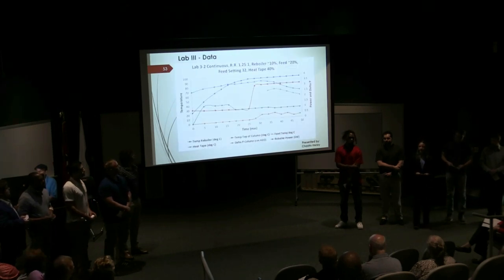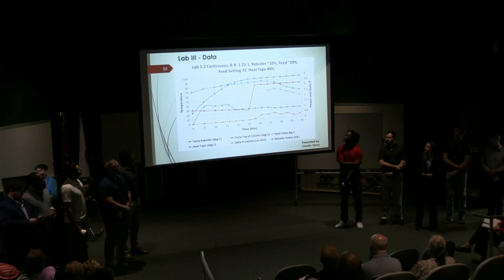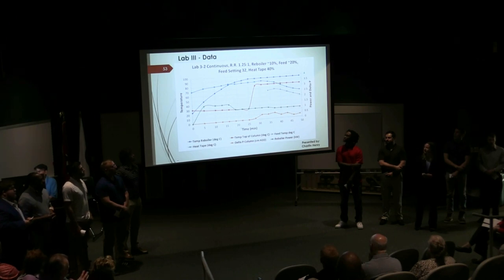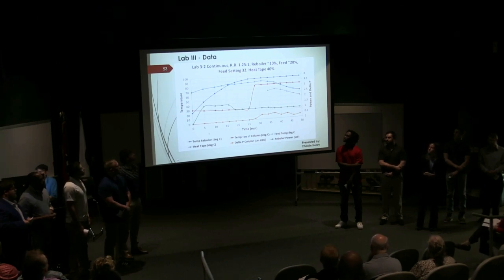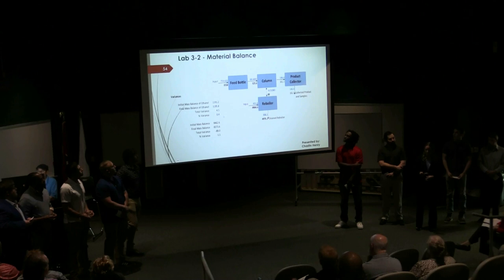So the second run of Lab 3 behaved very similarly to the previous run, and as you can see, the temperature at the top of the column had a stable feed temperature decline, just like the first run. Delta P was very consistent, and it only needed one reboiler adjustment. And then we were able to close our material balance within our desired limits for our second run.